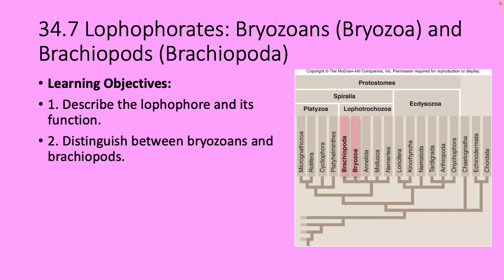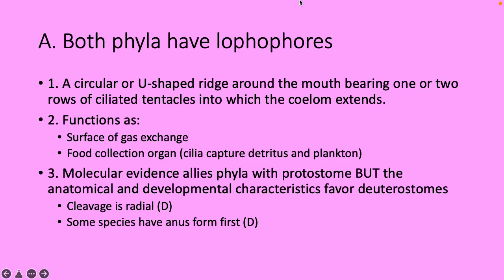Okay, so we are still in protostomes, and we went through our platyzoas and part of our lophotrochozoas, got through annelids and mollusca. So now we're going to hit the brachiopods and the bryozoas. Both are lophophores, and a lophophore is a U-shaped ridge near the mouth, and it is ciliated. Basically, it's tentacles that are ciliated, and it helps with gas exchange and food collection, because that cilia will capture dead particles floating in the water or plankton.